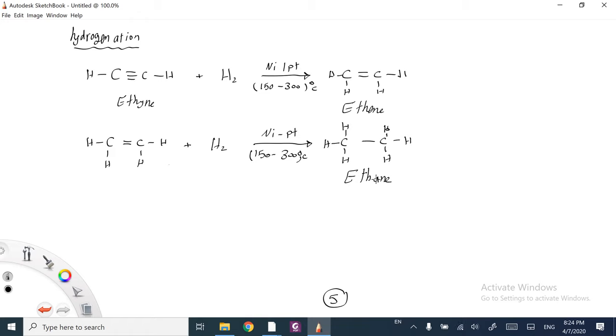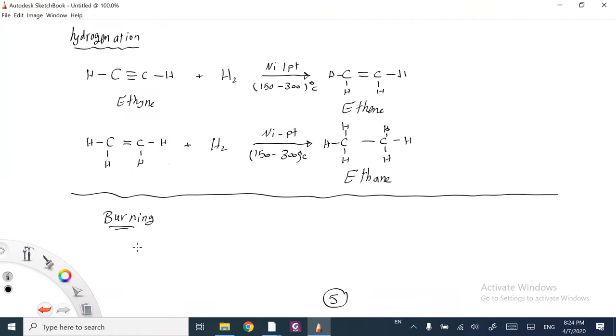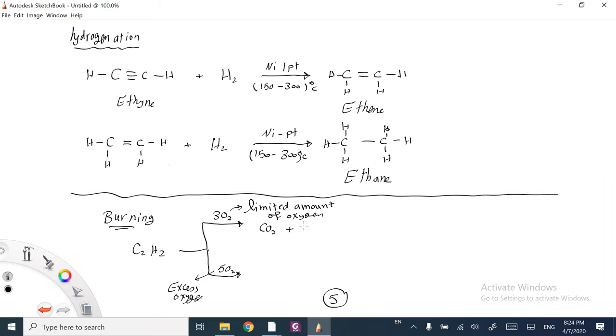Now, we are going to talk about the effect of heating or burning in the presence of oxygen. Burning. The C2H2 may be burned in oxygen, either a limited amount of oxygen or an excess amount of oxygen. In the limited amount, it gives us carbon dioxide gas, water vapor, and carbon.